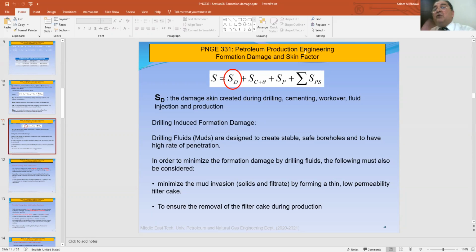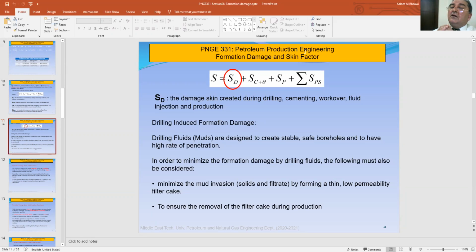Now, how can we minimize the damage caused by drilling mud? We could do it by two things. The first one, we could minimize the invasion of both solid particles and filtrate. This is the first one. How can we minimize the invasion of the solid particles and the filtrate? This could be by forming a very thin mud cake layer on the sand face.